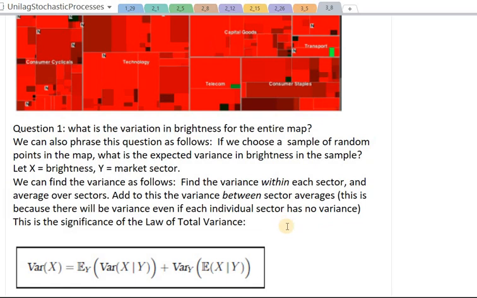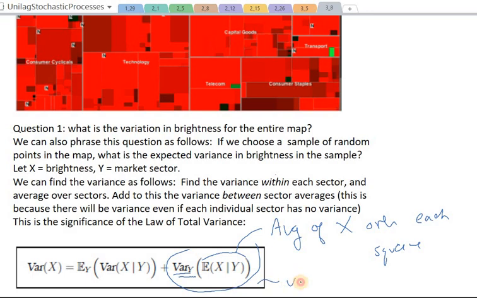So let me just identify what these are. This here is the variance over y of the expectation of x given y. So this is going to be the average value of x over each square. So this is the average of x over each square. And we're looking at the variance over y. So this part here is the variance between squares. That's the variance between squares. And by square, I mean value of y.